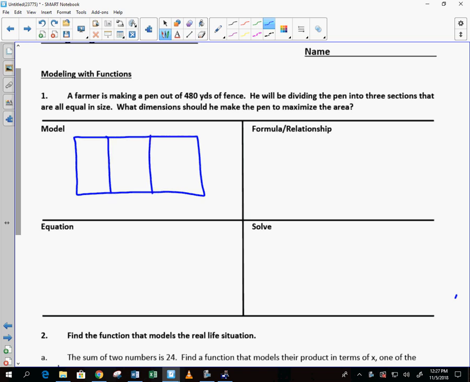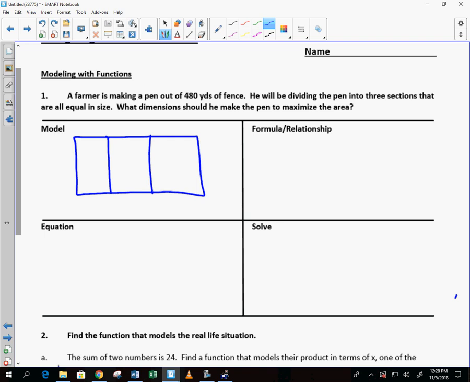Why would you want to divide up the sections of a pen? Yeah, different types of cows. You're going to keep some away from the others. Okay, maybe they don't get along. Maybe you have males and females, and you don't want them coming together and making other cows and stuff like that, right? Okay, there we go.